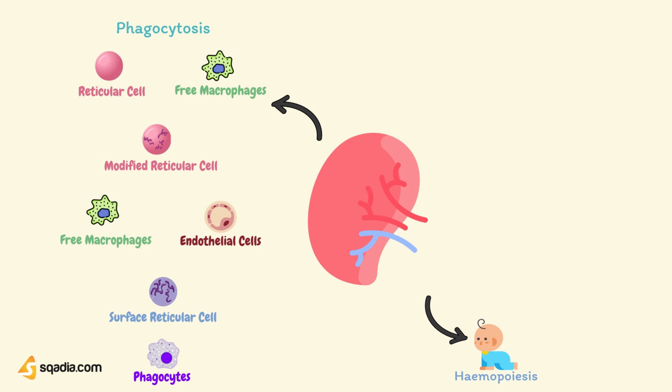The spleen is also involved in immune responses. Under antigenic stimulation, there occurs increased lymphopoiesis for cellular responses and increased formation of plasma cells for the humoral responses.